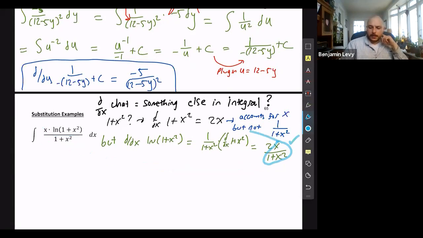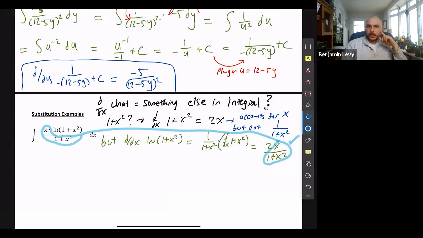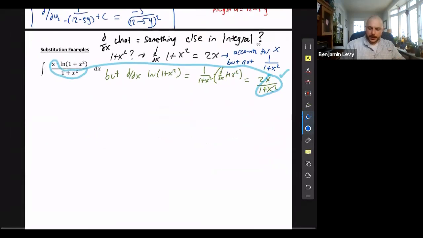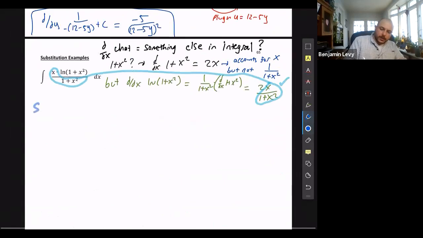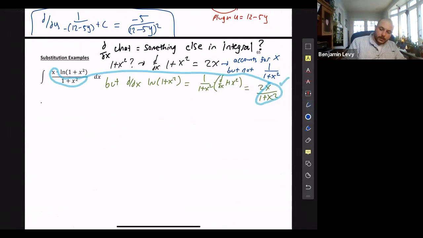Let me see if I can try to leave that there, but snake it up above. Okay. Thoughts about that at all? Questions? Okay, so that's what we're going to let u be. Remind myself how much room we have. We got lots of room.